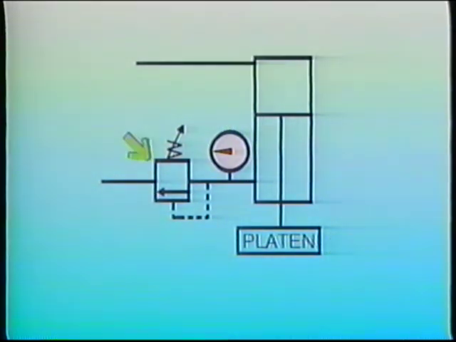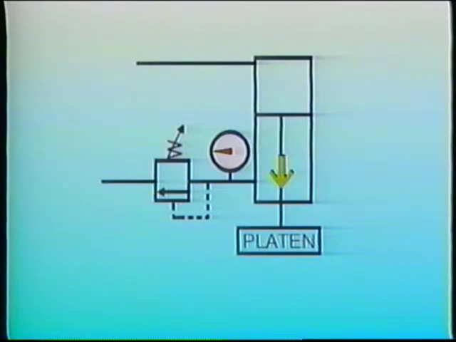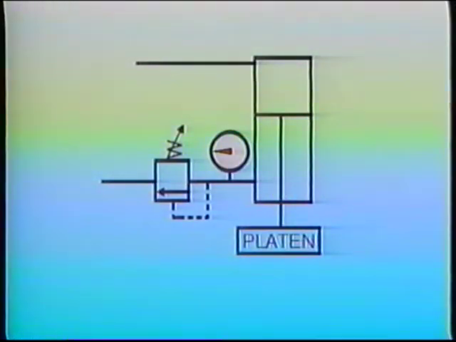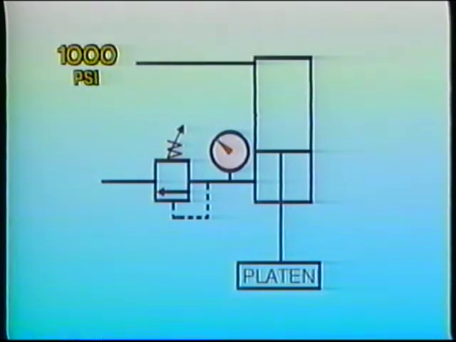If our counterbalance valve is set for 550 psi, nothing moves, because the pressure created by the weight of the platen alone is not quite enough to open the valve. However, as soon as the system generates an additional 50 psi in the rod end of the cylinder, the valve opens and the platen goes down. Now, suppose the system's relief valve is set for 1,000 psi.